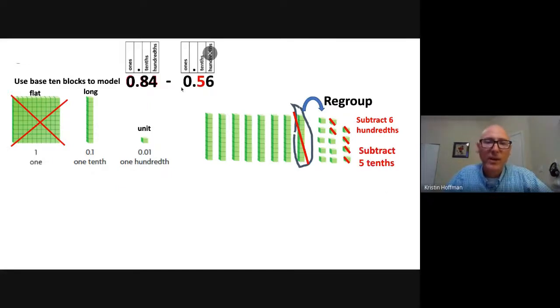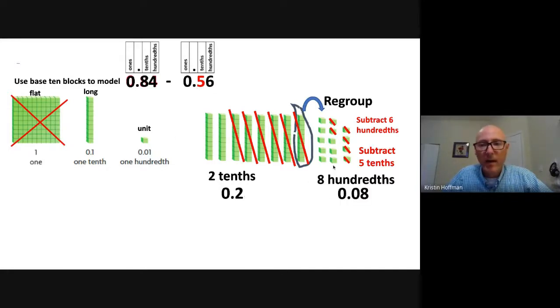Let's go to the tenths next. We need to subtract 5 tenths. 1, 2, 3, 4, 5. We're left with 2 tenths. And we got our decimal and 0 ones. So what are we left with? 2 tenths and how many hundredths? 8 hundredths. Let's put that together. That would be a total of 28 hundredths. There's 10 hundredths, 20 hundredths, and then 8 hundredths. In decimal form, that's 0.28.